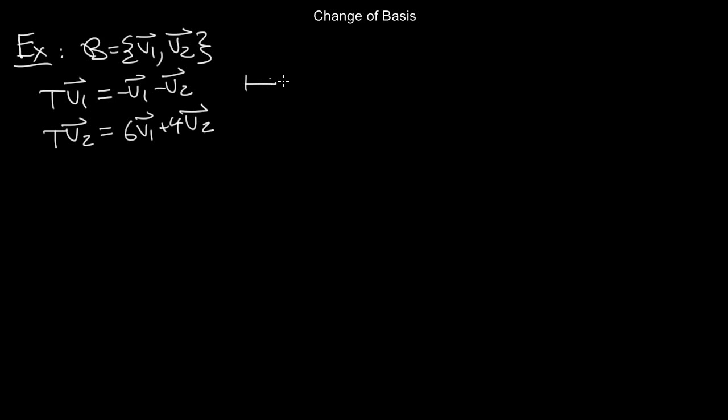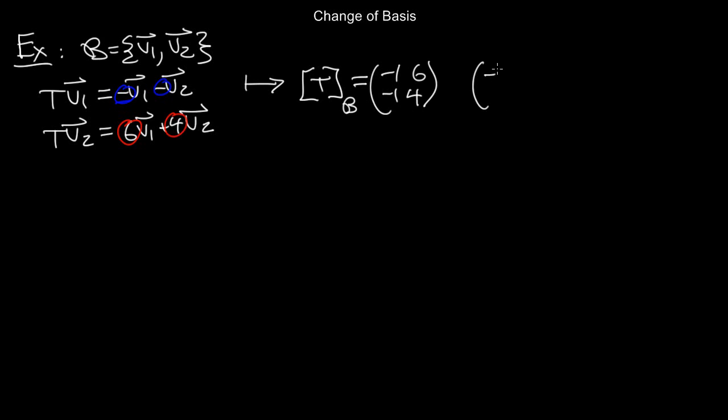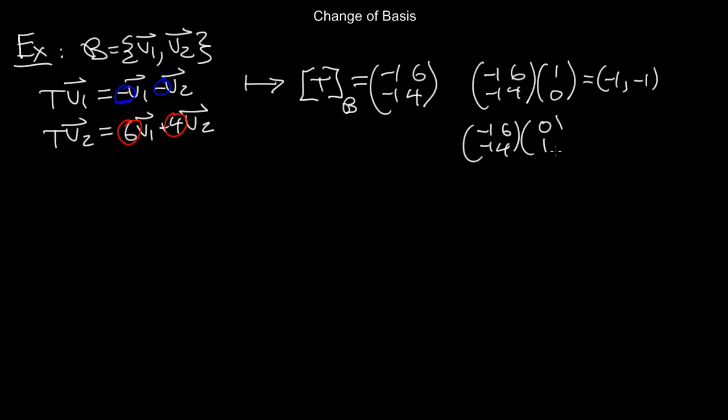Sure, why not? So that is to say, I'm telling you that the matrix with respect to this basis is what? Let's just refresh our memory. You take these two minus ones and put them in the first column, and you take the 6 and the 4 and you put them in the second column. That's how you get the matrix with respect to the given basis. Or in other words, if you take this matrix and apply it to 1, 0, you get minus 1, minus 1, and if you apply it to 0, 1, which is to say V2, you get 6, 4.